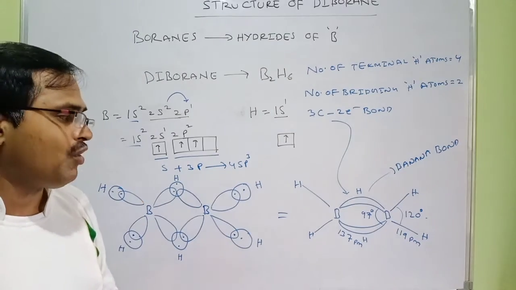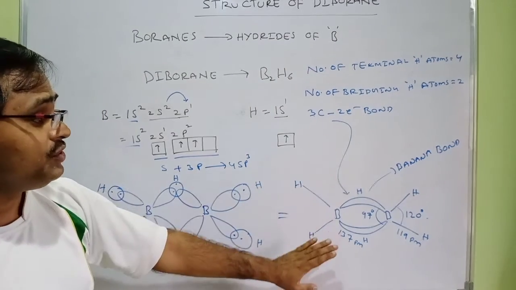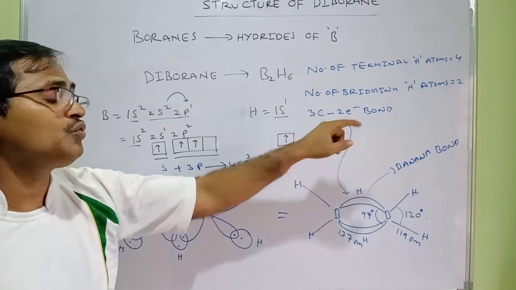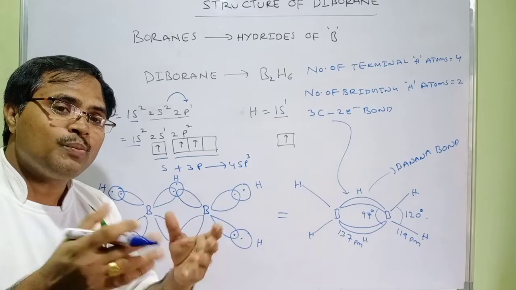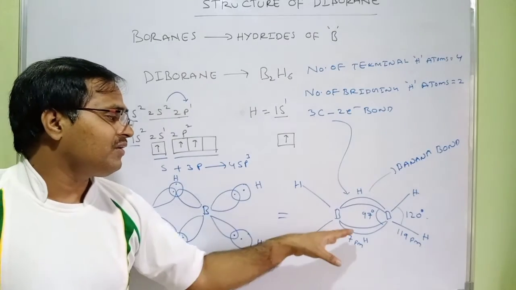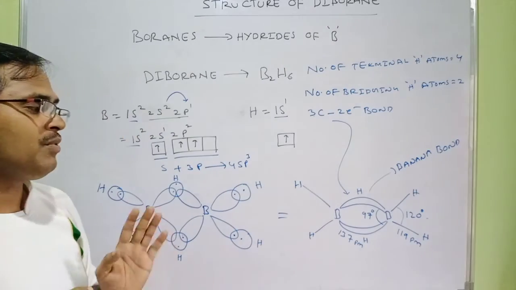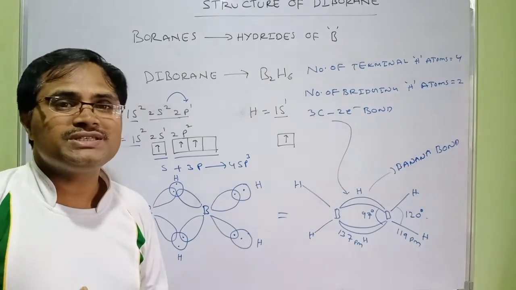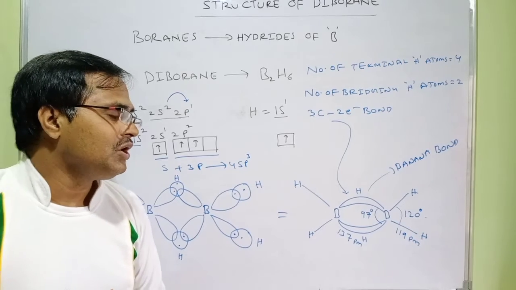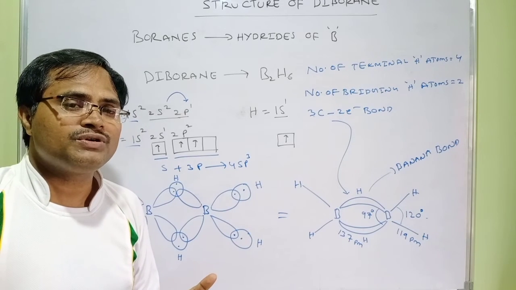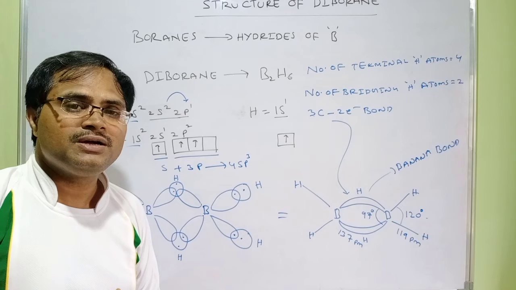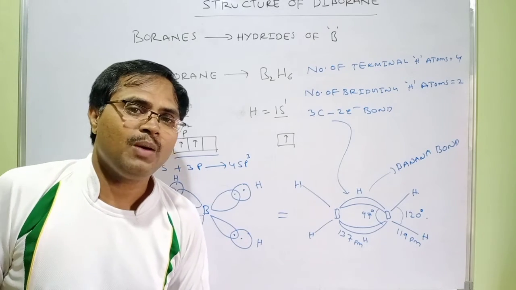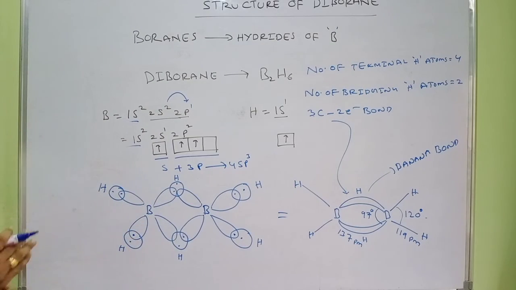So we should remember the bond angles and bond lengths, and that diborane is an electron deficient compound, because instead of having 4 electrons, it is having 2 electrons. So 2 electrons are only able to manage 3 centers. Diborane is an electron deficient compound. That's why diborane behaves as a Lewis acid. We know that electron deficient compounds are used as Lewis acids. Electron rich compounds are Lewis bases. I think you know about them. So this is about the structure of diborane.